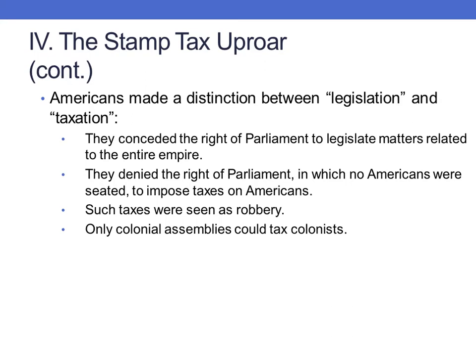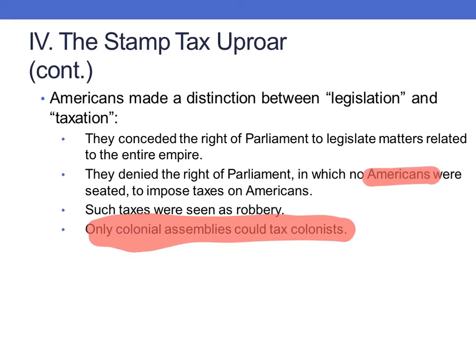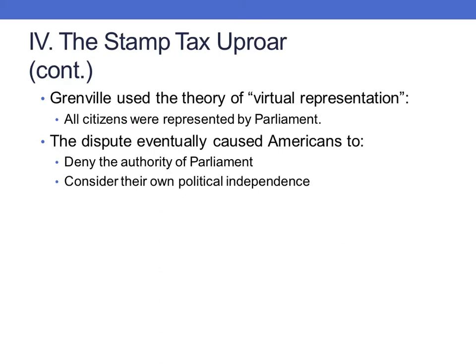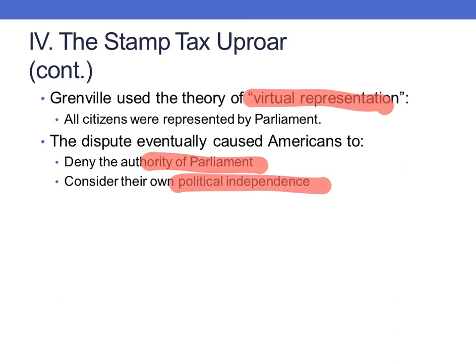So yet again, the idea here is that only colonial assemblies should be able to tax colonists, namely because there were no Americans in Parliament. Grenville is going to use this idea of virtual representation, that everybody was represented by Parliament, and this is going to make people begin to second-guess themselves. This idea that Parliament had no authority, and then yet again this idea that they maybe could move towards political independence.